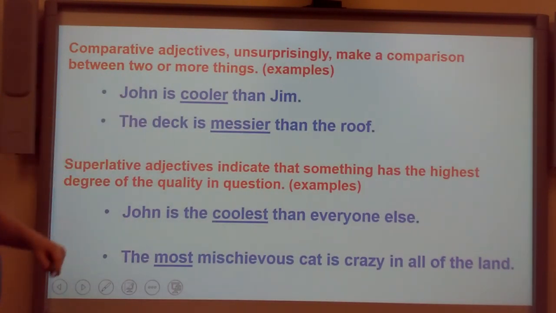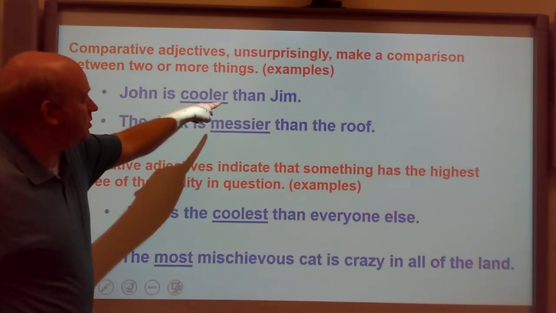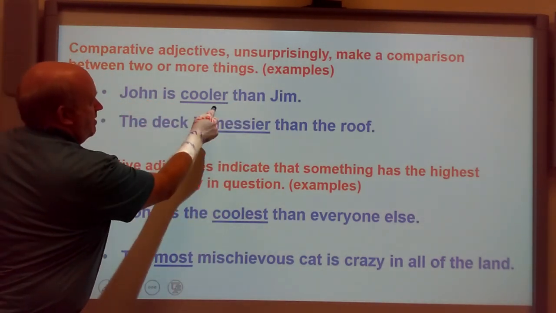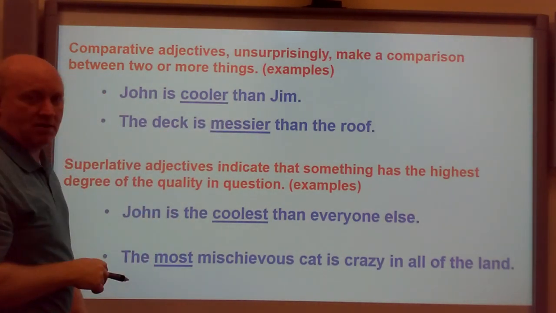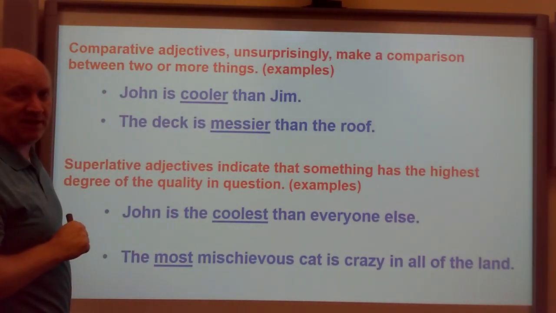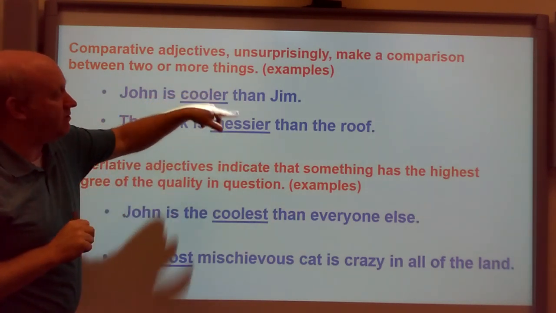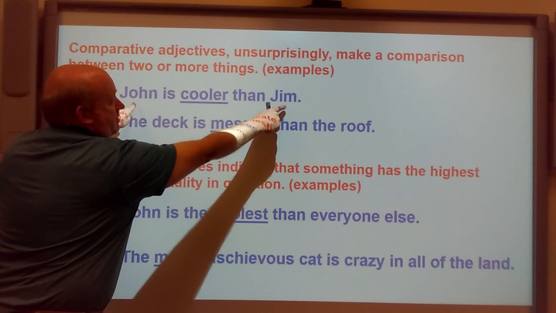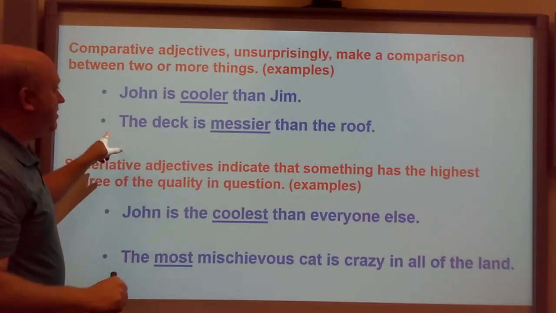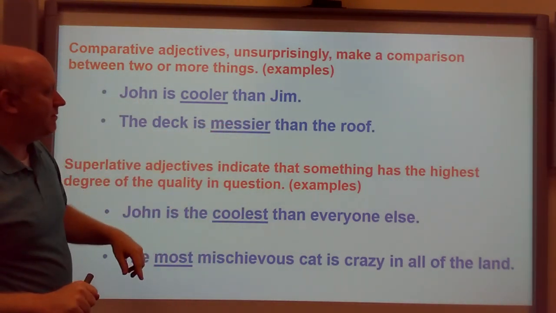Now we're going to look at comparative adjectives. Unsurprisingly, they make a comparison between two or more things. Example, John is cooler than Jim. ER, which is a comparative suffix, compares two or more things. So John is cooler than Jim. We're comparing two names. The deck is messier than the roof.